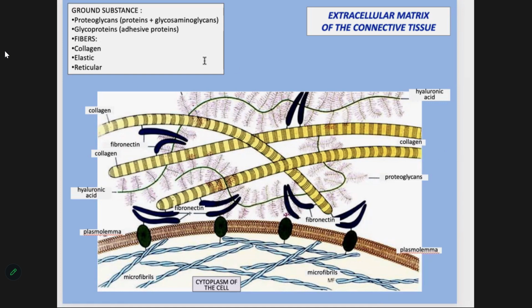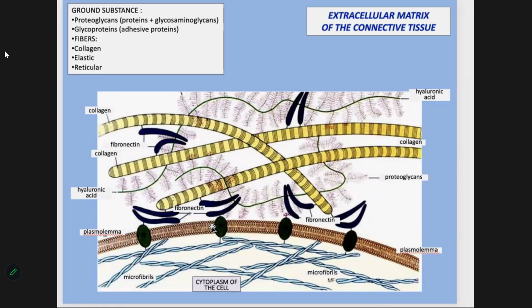Look at this at first. Glycoproteins are also called adhesive proteins, such as fibronectin, such as laminin, and other types. Laminin and fibronectin are the main glycoproteins, and these glycoproteins are necessary for the connection of the cell plasma membrane with the extracellular matrix.